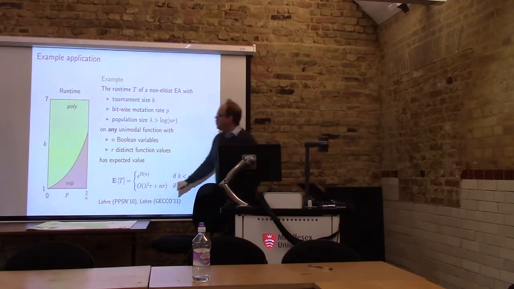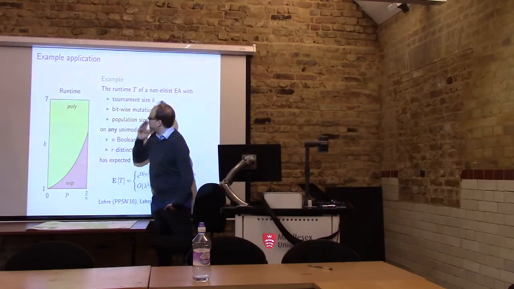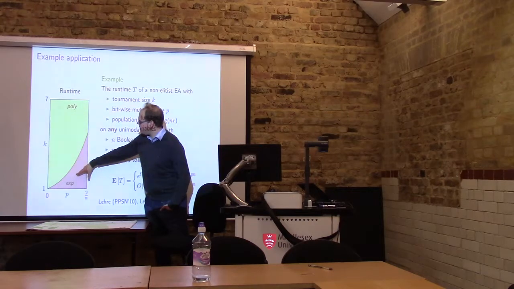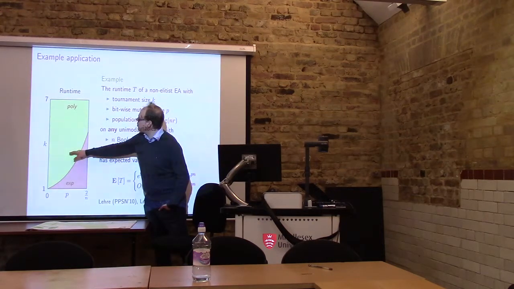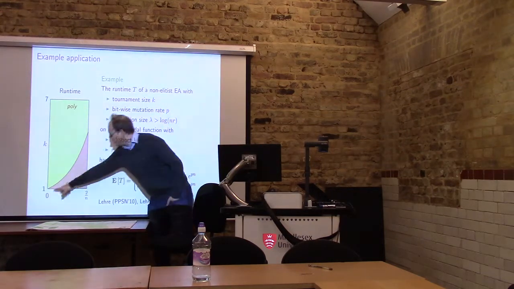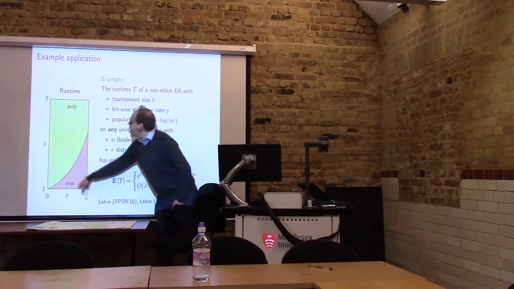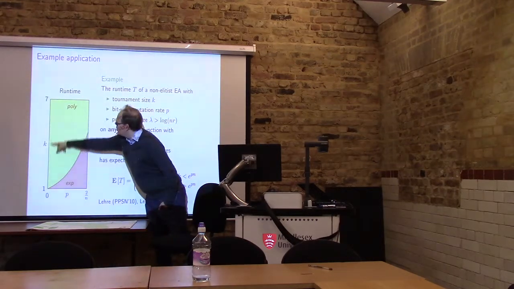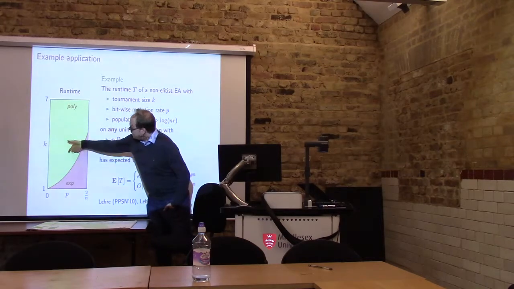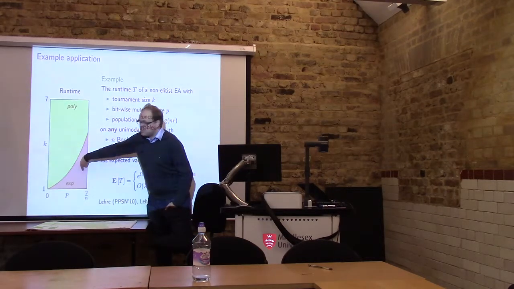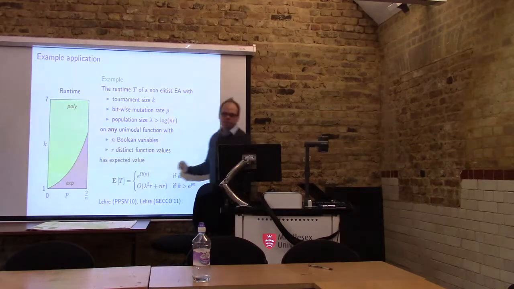So here, if you look at the parameter space of the algorithm, we have a strong phase transition between exponential runtime and polynomial runtime. If this is your mutation rate, and this is the size of your tournament, if you're on the green side, you have polynomial runtime, and on the red side, you have exponential runtime.